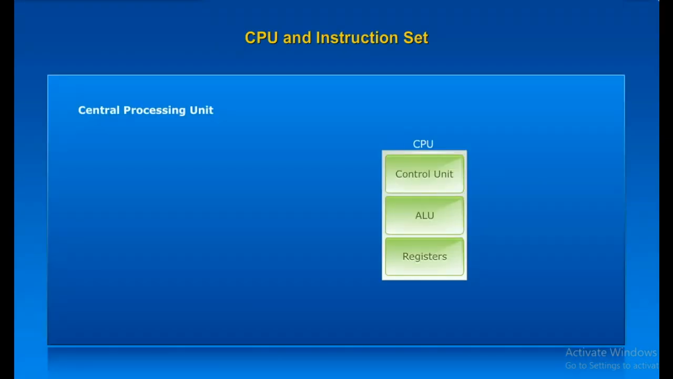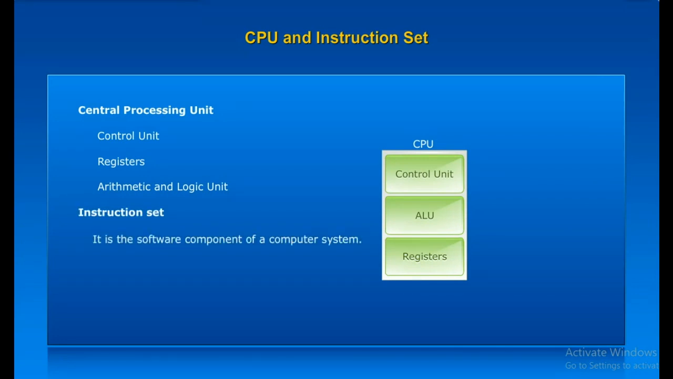A general-purpose computer CPU consists of a control unit which is defined to generate a unique set of control signals for every instruction in the instruction set. It also has a set of registers to store data and instructions, and has an ALU to execute arithmetic and logical instructions. Instruction set is the software component of a computer system.